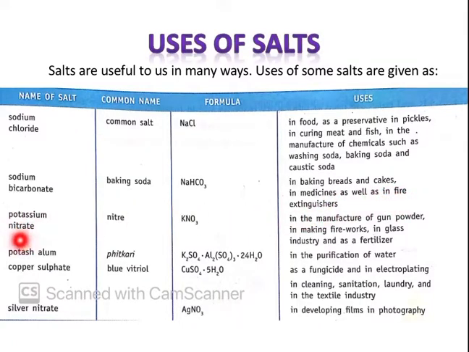Next is potassium nitrate, which is used in the manufacture of gunpowder, in making explosives, in making fireworks, in the glass industry, and as a fertilizer. Potash alum, I think everyone has heard about fitkari, is used in the purification of water. Copper sulfate, blue vitriol, is used as a fungicide and in electroplating, cleaning, sanitation, laundry, and in the textile industry. Silver nitrate is used in developing films in photography.